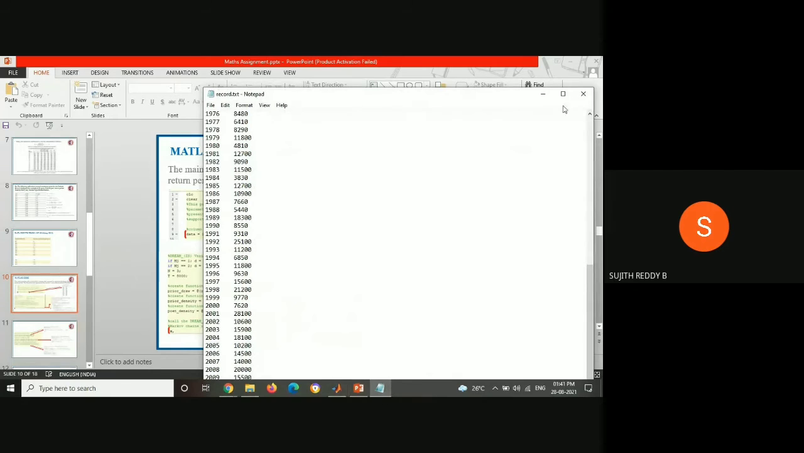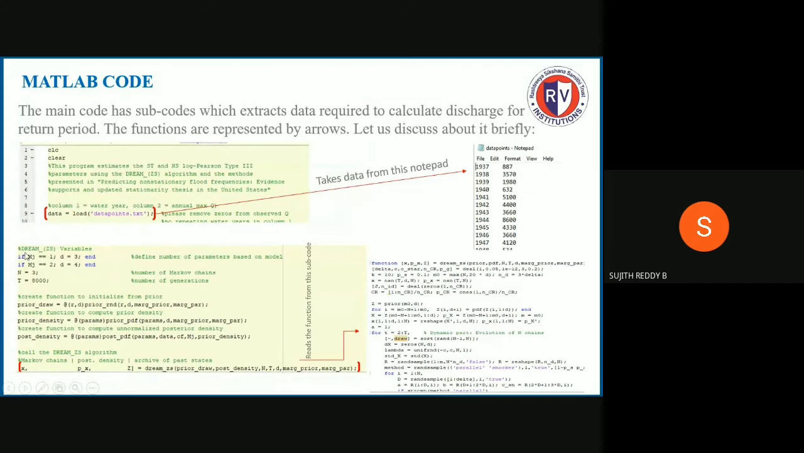This is the notepad from which the MATLAB has taken the data. We can also add more data points and change these values. Various functions have been applied here, such as dream-zs, where the number of years has been taken into consideration. Also, many functions such as prior, draw, and post density have been taken.